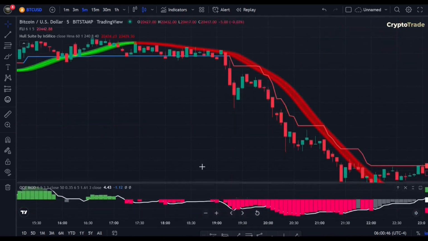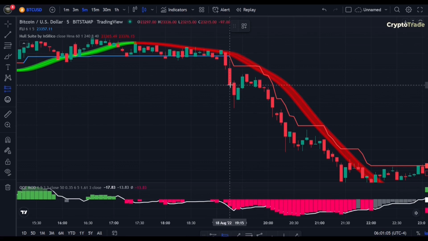Let's see how to use indicators for a sell order. When the Hull Suite indicator line is red, when the FLI line is red, and when the QQE mod indicator is red, wait for the close of a red candle. If these conditions are met, then place a sell order at the close of the red candle.